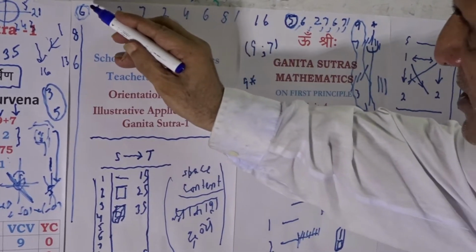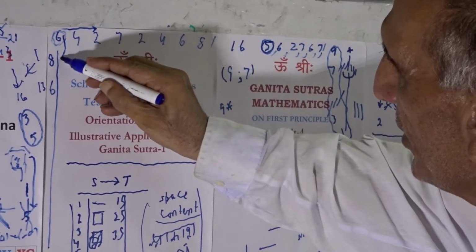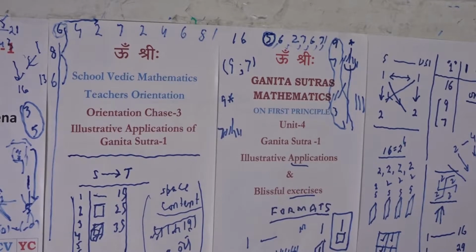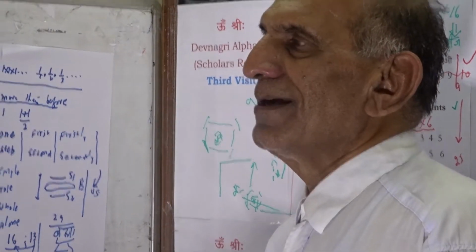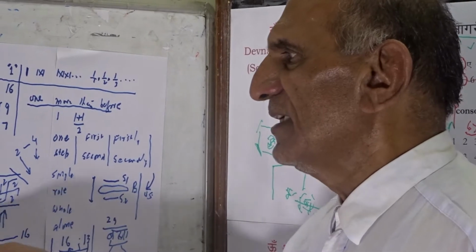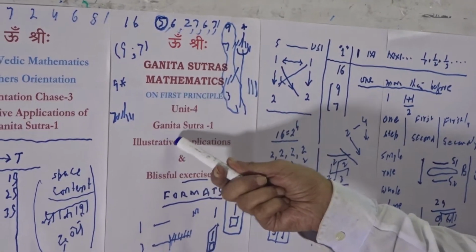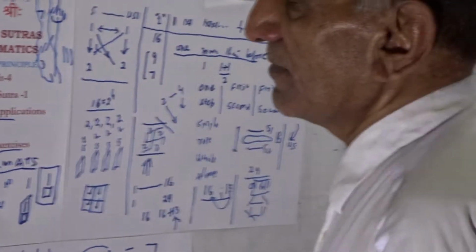So it is here organizing 6, 4, 2 sequentially, but here it is going to be a 2-fold reach. Now these are the features which are inherently there, which are available to us, and we have to avail these as formats for our blissful exercises to have the illustrative applications of the pure values of the mathematics of Ganita Sutra 1.